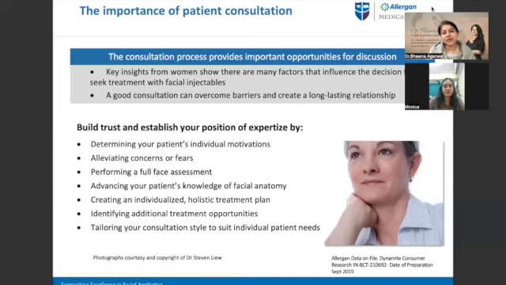So, building trust and establishing your position of expertise, you have to determine your patient's individual motivations, like what is their motivation. In my practice, I am getting individuals from all fields. There are females who are coming because their children are asking them, why don't you get something done, why don't you take care of yourself. They themselves do not have any concern, but their children are bringing them, their children are forcing, please do something. So now they don't know what is hollowness, what is smile lines, what is marionette lines. They come to me and say, my daughter has brought me here, now you tell me what I can do.